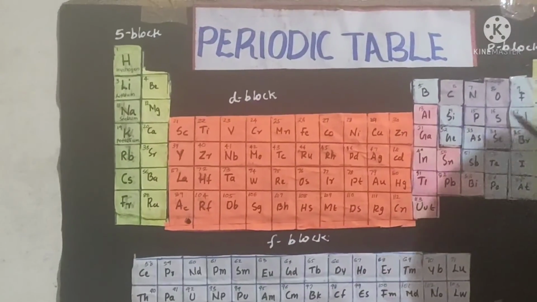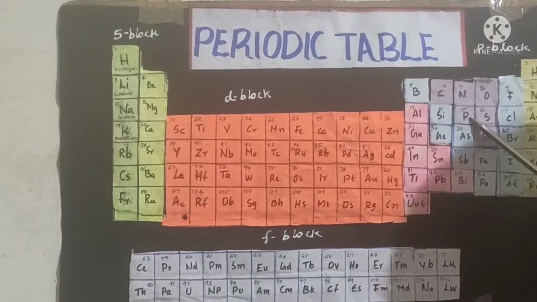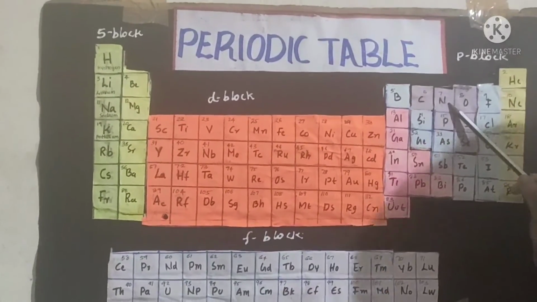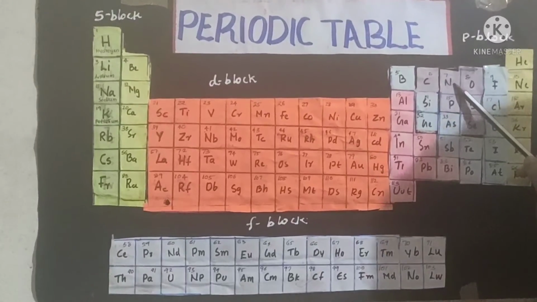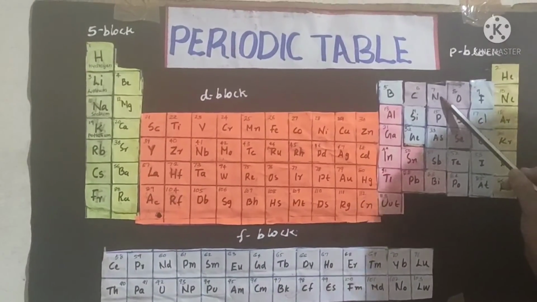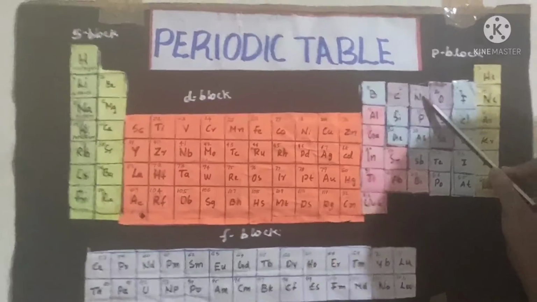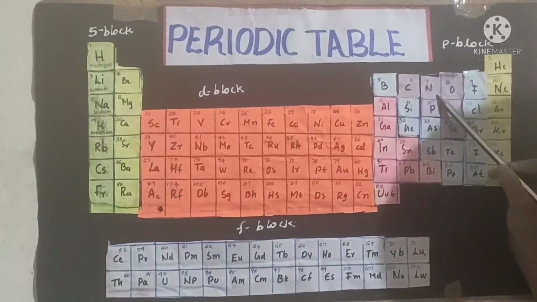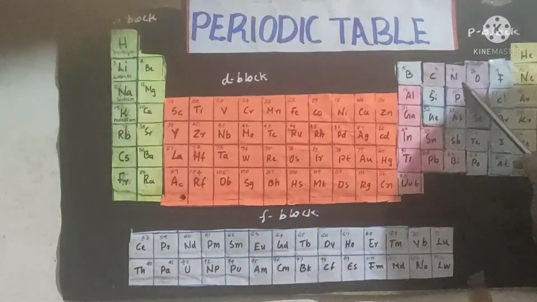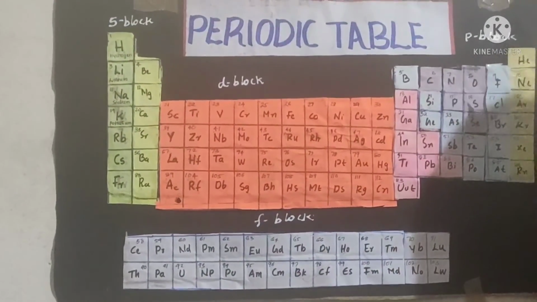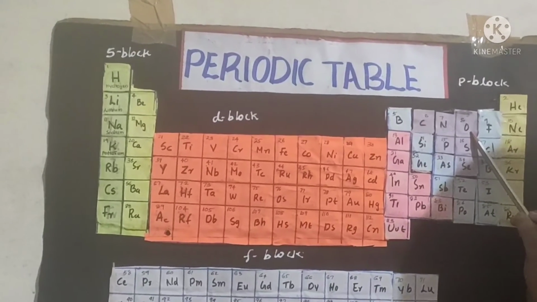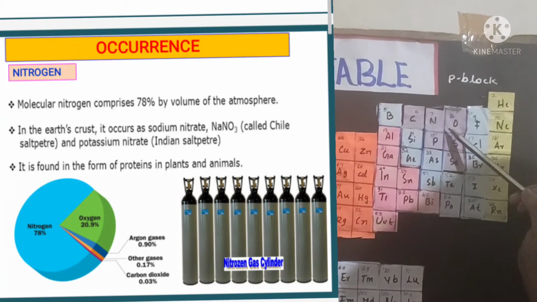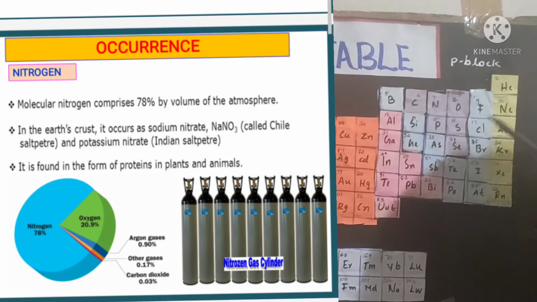Among those, nitrogen and phosphorus are non-metals. Arsenic and antimony are metalloids. Air constitutes 79% of nitrogen. Nitrogen is the most abundant gas present in the atmosphere, and the second gas is oxygen. Let us now discuss the occurrence of elements of the nitrogen family.